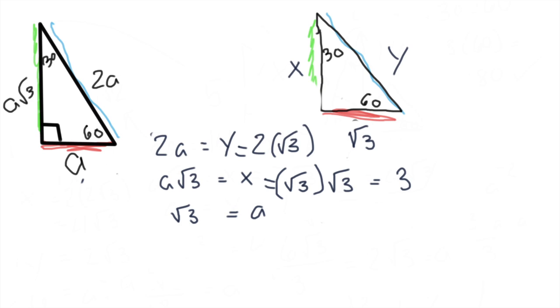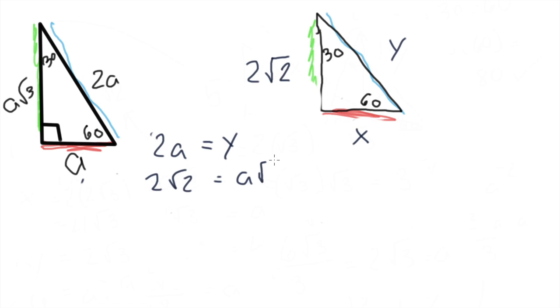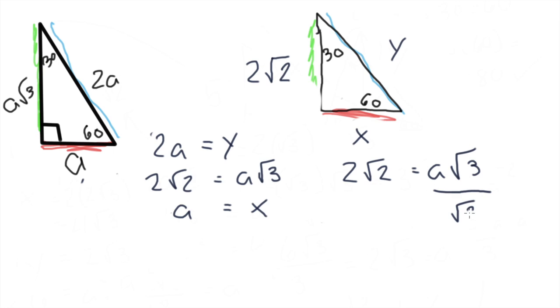Let's do one more practice problem. If I tell you that the long leg is equal to 2 square root of 2, can you tell me what the short leg is, and can you tell me what the hypotenuse is? Start by making our equations. So 2a is equal to y, 2 root 2 is equal to a root 3, and a is equal to x. So we're going to go to our equation with only one variable in it, and we're going to solve for a. So 2 root 2 is equal to a root 3. To get a by itself, we're going to divide both sides by the square root of 3.